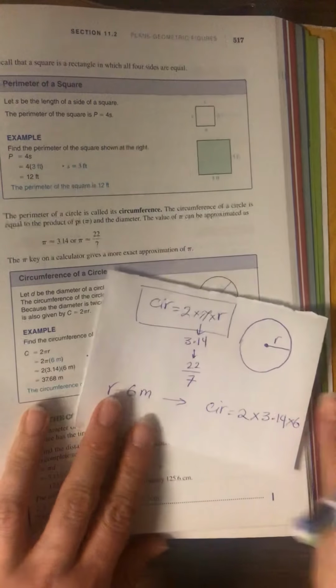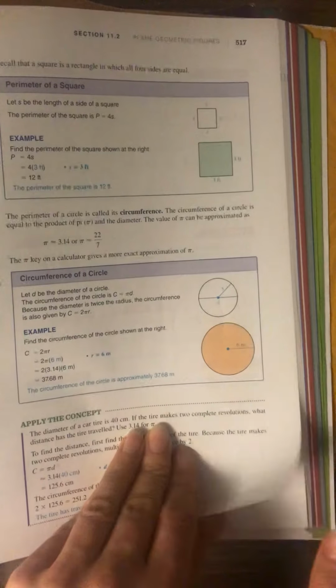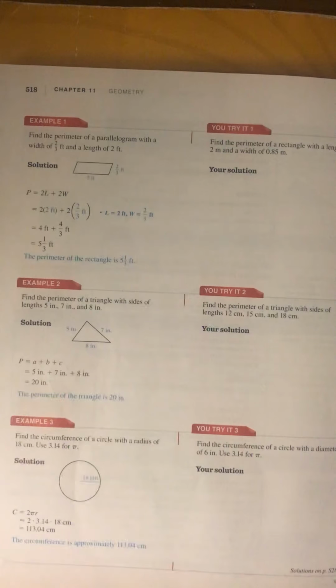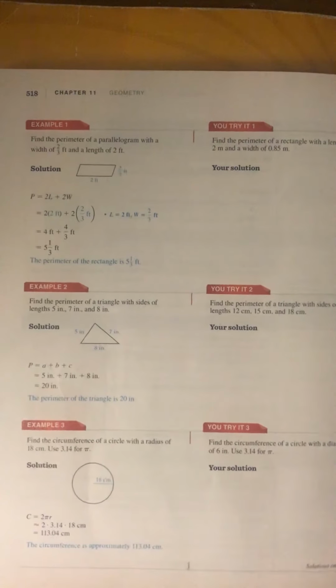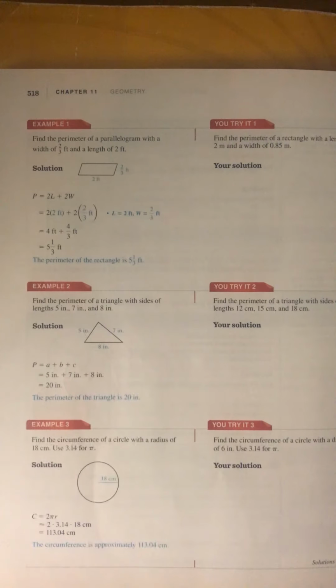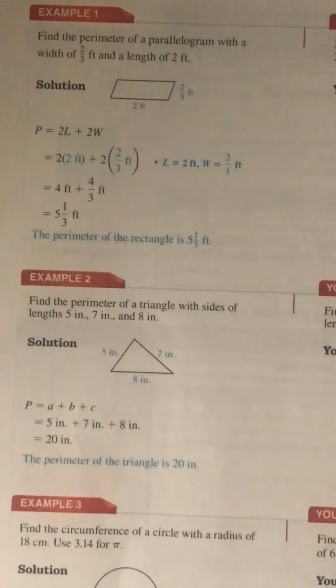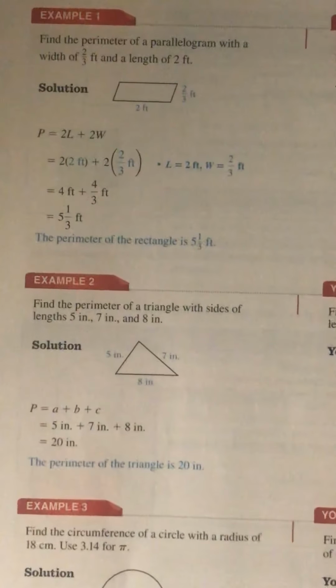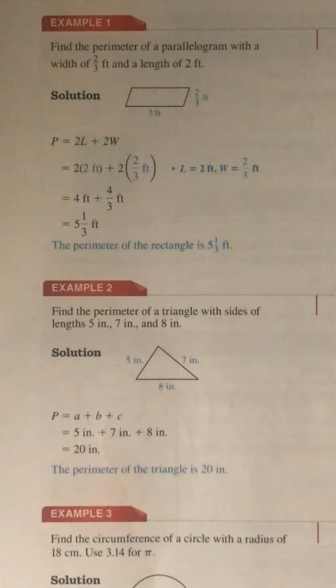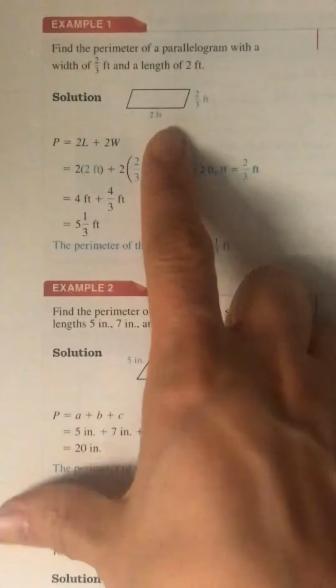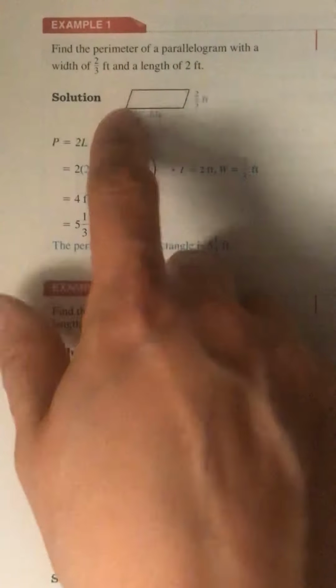That is how we calculate the basic perimeters for these shapes. I want us to look at these questions. I want to solve these for you on page 518. How are we going to find the perimeter of what shape is that? This shape is actually a parallelogram.